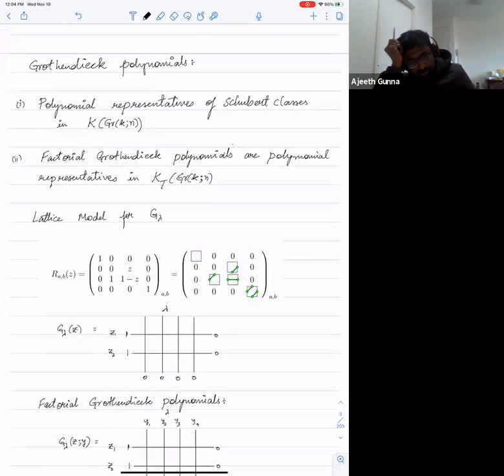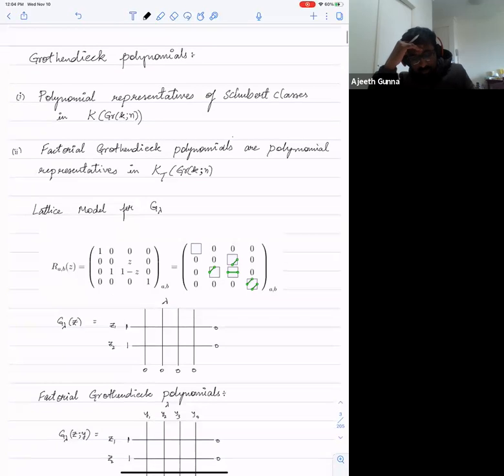Grothendieck polynomials are symmetric polynomials, and they're the polynomial representatives of Schubert classes in the K-theory of the Grassmannian. And the factorial Grothendieck polynomials, introduced by Peter McNamara, are the polynomial representatives of Schubert classes in the K-equivariant ring of the Grassmannian.